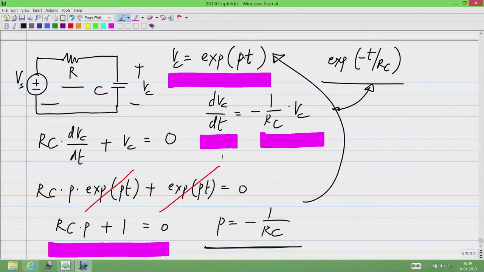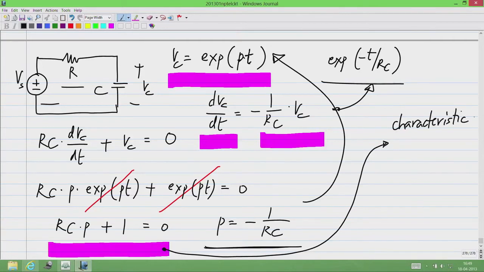So, this equation from which we get the value of p is known as the characteristic equation. Now, remember, we got this by substituting Vc equals exponential pt. Okay. Now, we do not have to do it every time. We know that if you have a first derivative, you will have p, and if you have Vc, you will not have anything, and exponential pt will be common to every term, and that will cancel out.